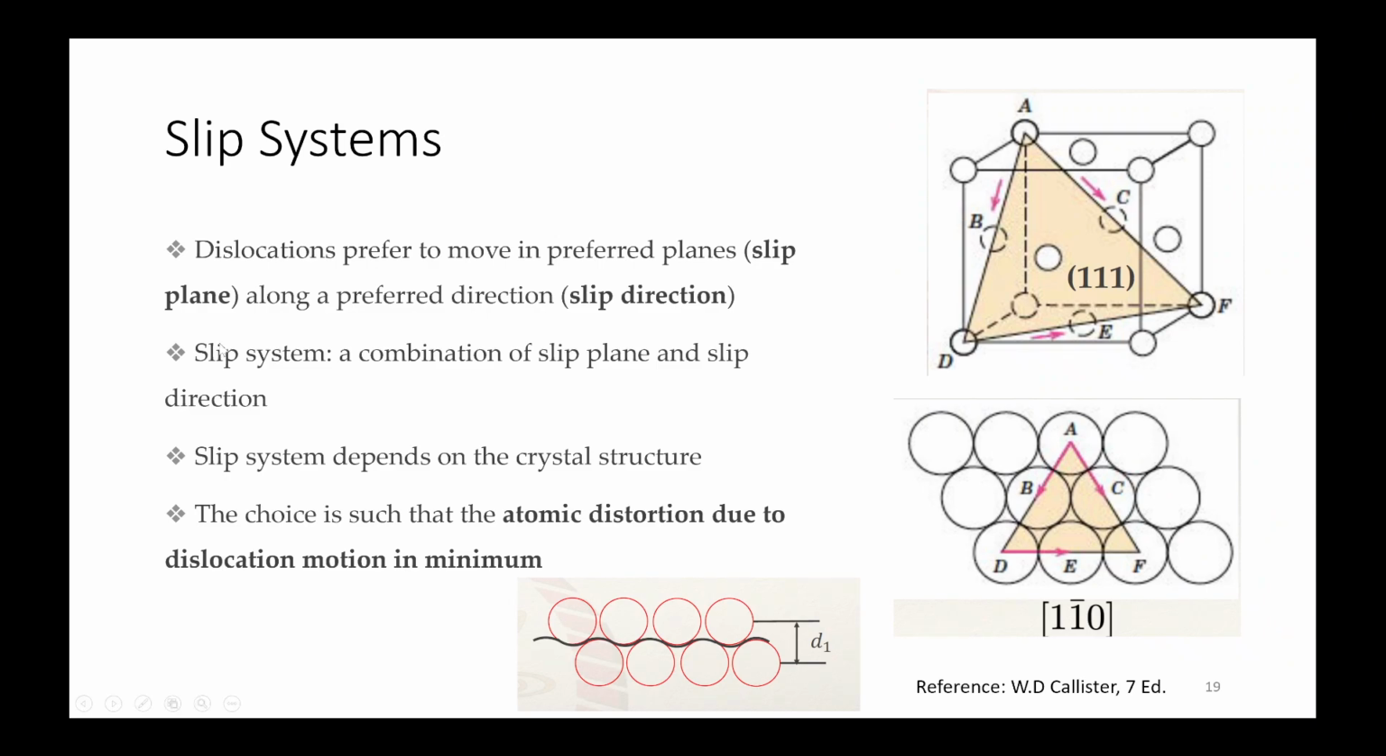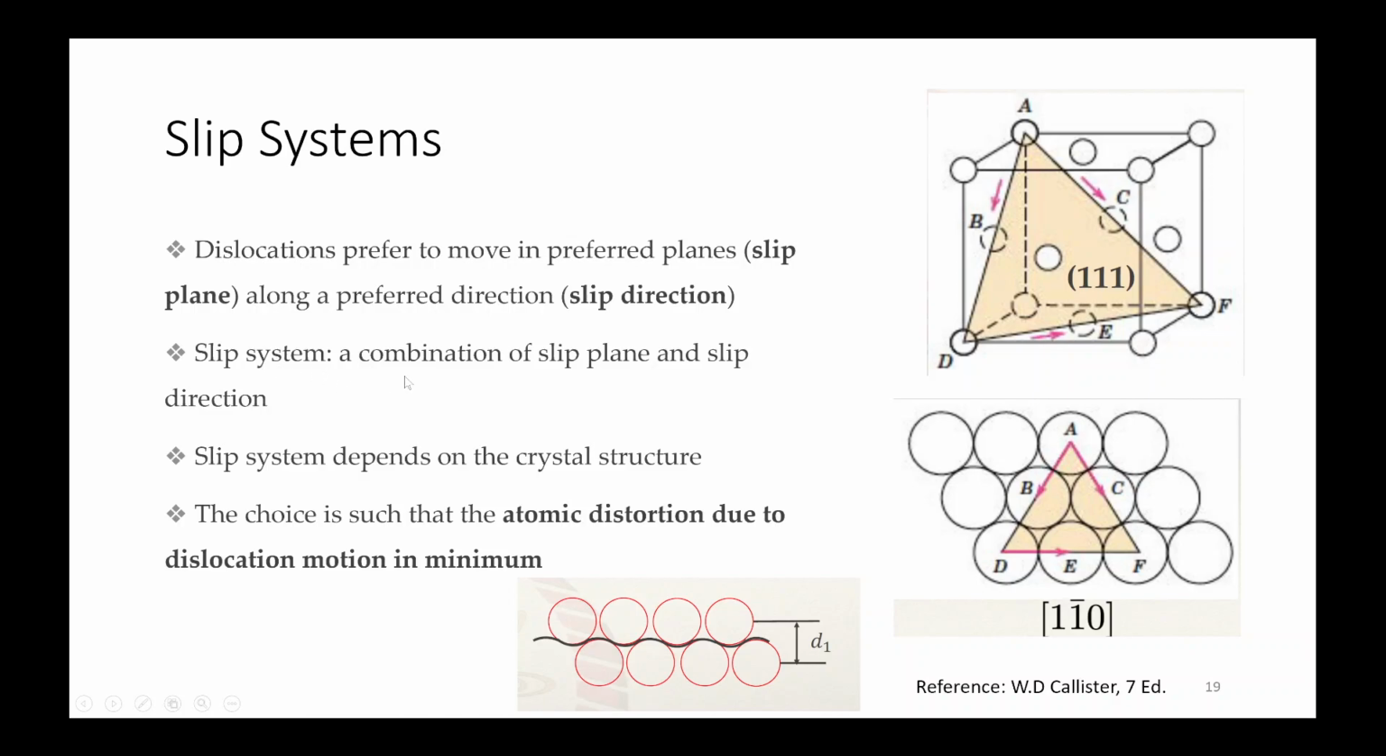Now, slip systems. Dislocations prefer to move in preferred planes known as slip planes, along a preferred direction known as the slip direction. This is in the case of FCC. One type of plane has 3 directions to it, and these are 110 type directions. In these directions your slip will occur, and along these planes your slip will occur. These planes are always highly packed, and the directions as well are highly packed directions.